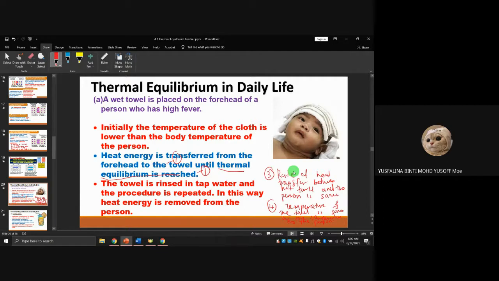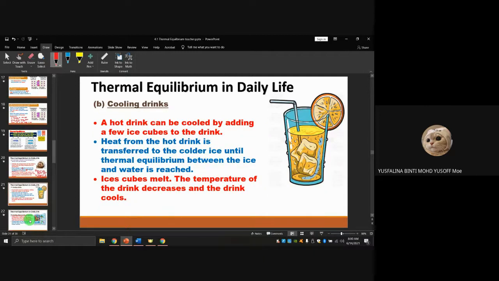For the explanation question, let's say they ask you about the wet towel. Sometimes they ask you to explain cold packs, right? That one also you can use this, it's the same function. The first mark is that heat energy is transferred. The second mark is that thermal equilibrium is achieved. The third and fourth marks are the meaning of thermal equilibrium. All right, let's see the next one.